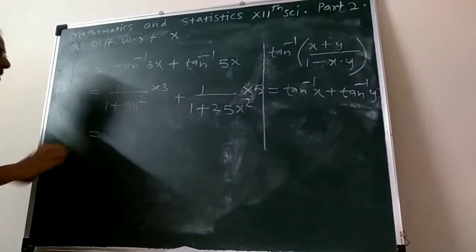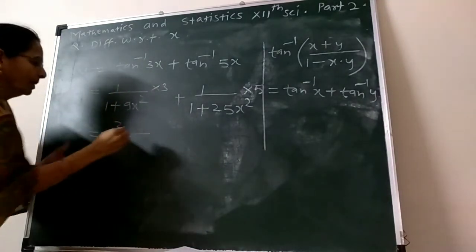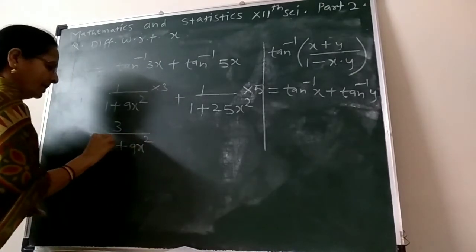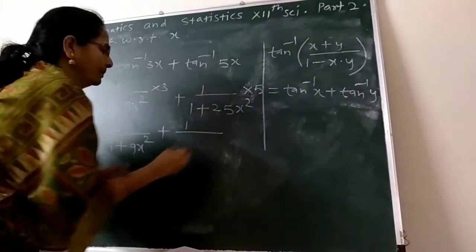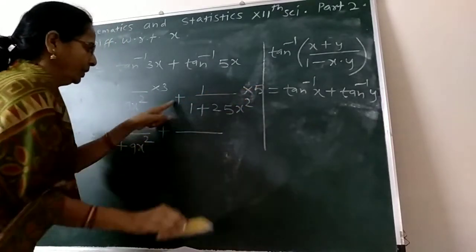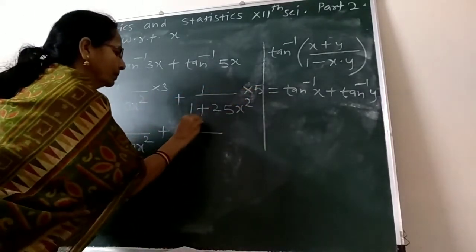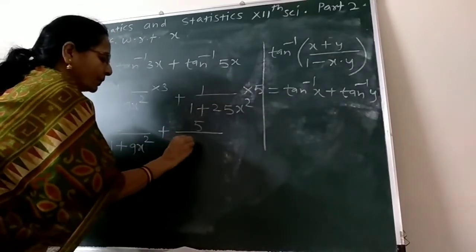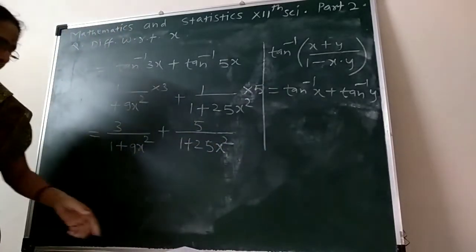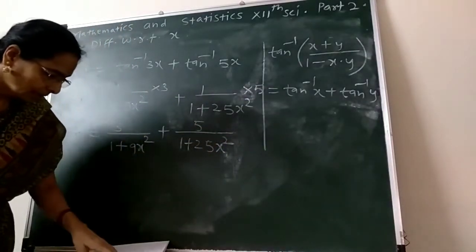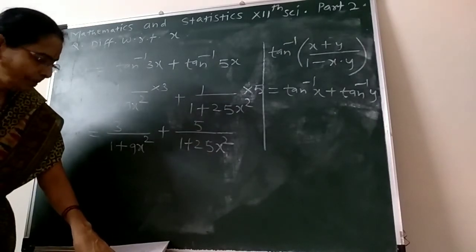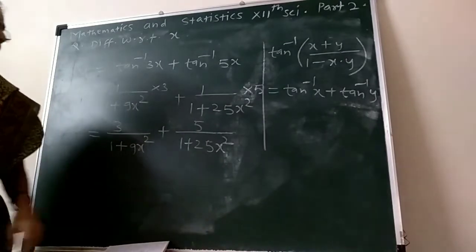In the numerator there is 3, over 1 plus 9x square, plus in the numerator 5, over 1 plus 25x square. This is the answer: 3 upon 1 plus 9x square plus 5 upon 1 plus 25x square.